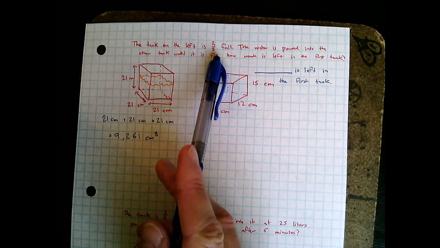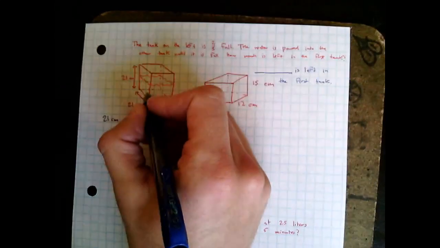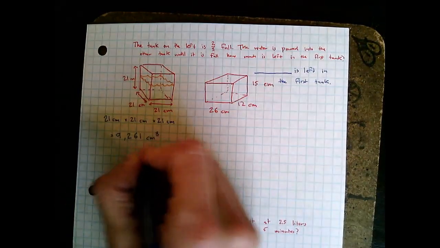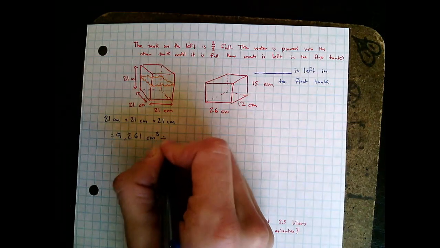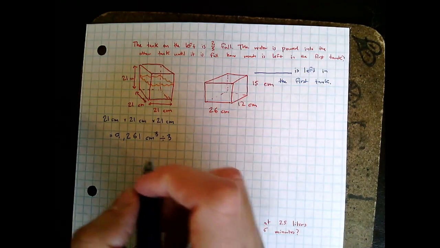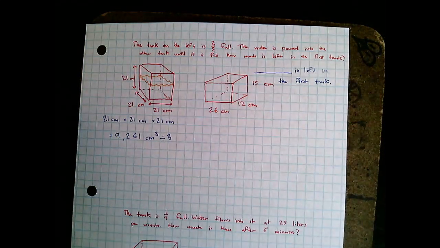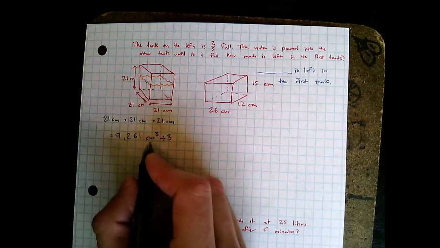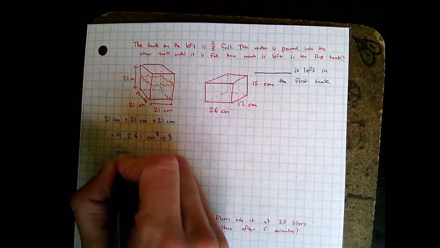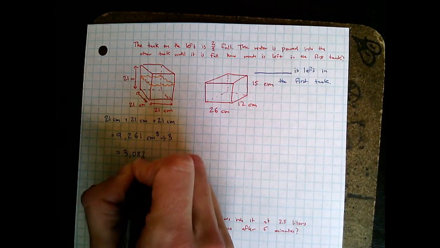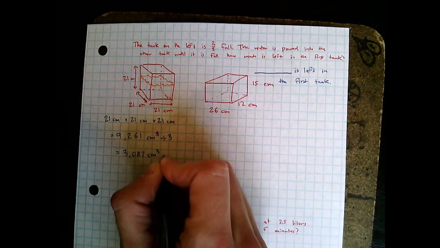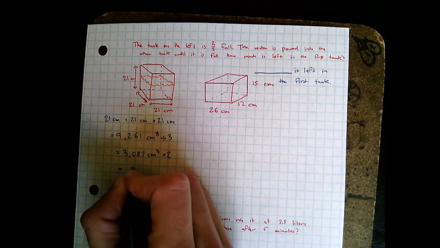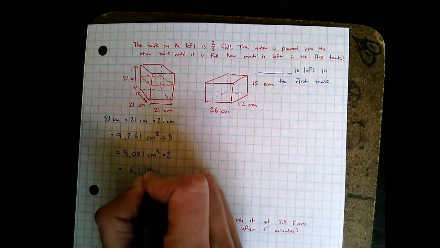I know it's 2/3 full. And what that means is if I broke this into thirds, 2 of those would be full. So if I divide this by 3, I can find what each third is. And then if I multiply that by 2, I can figure out what 2 of those thirds would be. So 9,261 centimeters cubed divided by 3 is 3,087 centimeters cubed. And that times 2 gets me 6,174 centimeters cubed.